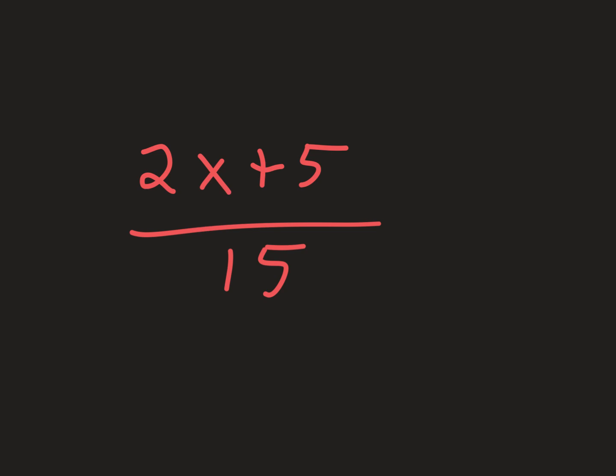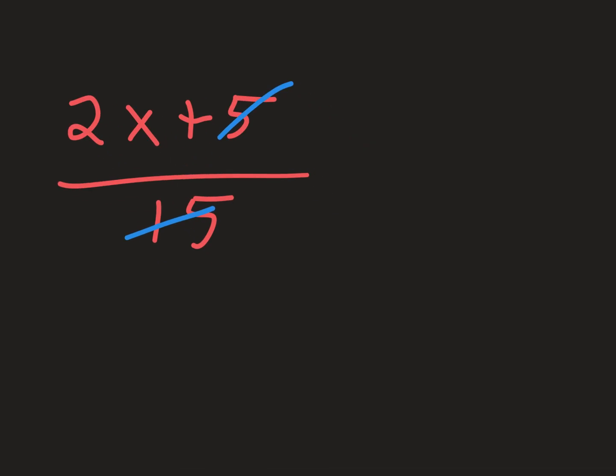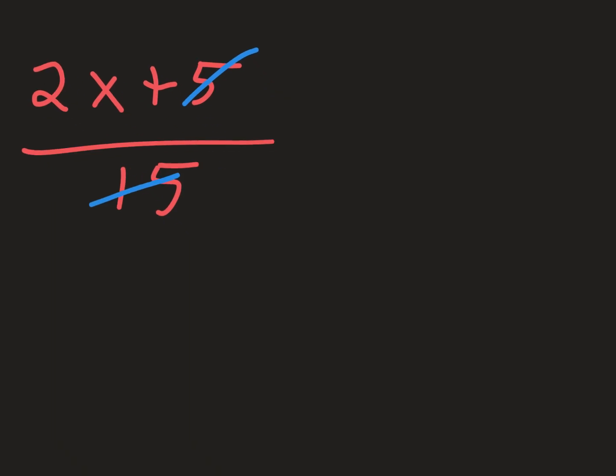Tons of kids thought, and I get it, I understand what you're thinking, they thought this and this could cancel, and they can't. Let me explain why they can't. You see a 5 and you see a 15, and you're like, can't you reduce that? No, you can't. Let me explain. If I use simpler numbers, I think you'll get it. 2 plus 7 over 7.